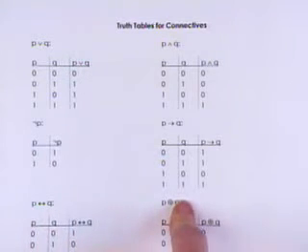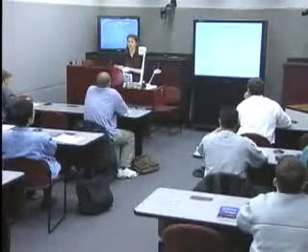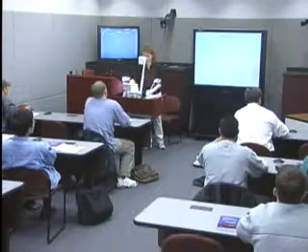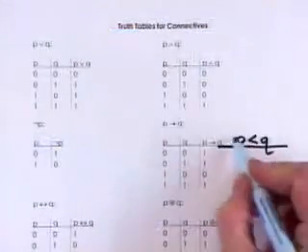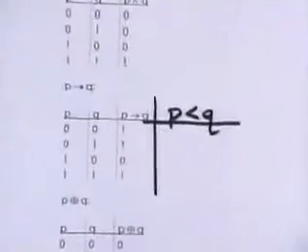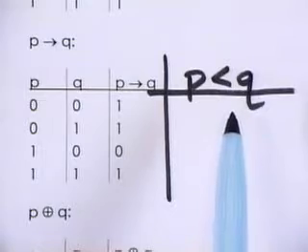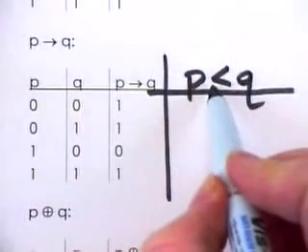P implies Q. What was the homework assignment I gave you on P implies Q to prove to yourself? You were supposed to look and see, was P less than or equal to Q the same function? So let's look. Let's fill out the truth table for P less than or equal to Q. In the first case, P is 0 and Q is 0, so 0 is less than or equal to 0, which is true.